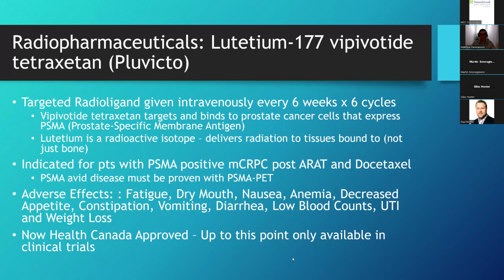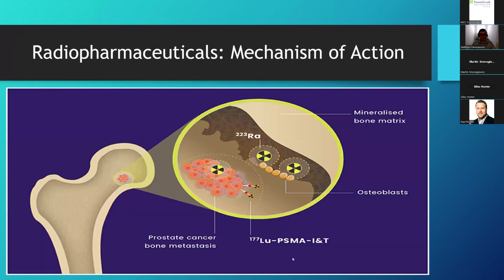Some of our patients have traveled to access it privately. So radiopharmaceuticals, a little more on their mechanism of action and the difference between the two. You can see that radium is only binding to the bone, whereas the lutetium piece is using both components of the vipivatide to bind and then deliver the lutetium component. And that would be not just bone, but any tissue that expresses PSMA.